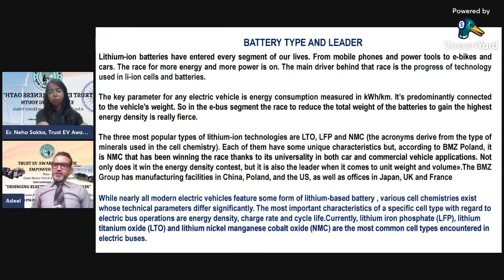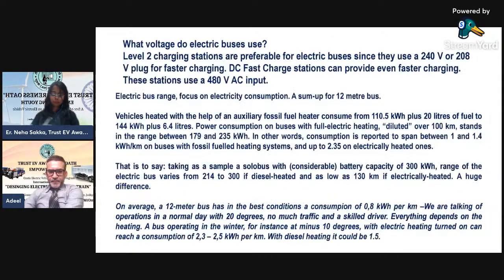Currently, lithium iron phosphate (LFP), lithium titanium oxide (LTO), and lithium nickel manganese cobalt oxide (NMC), which I explained to you before, are the most common cell types encountered in electric buses. So these are the types of battery required, and these are the types of battery used for electric buses. These are the names of the leaders of the battery used in electric buses. So the next slide.